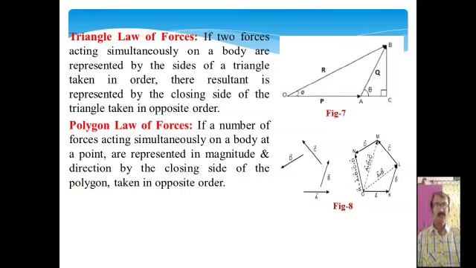Now the polygon law of forces. If a number of forces acting simultaneously on a body at a point are represented in magnitude and direction by the sides of a polygon taken in order, their resultant is represented by the closing side of the polygon taken in opposite order. In figure 8, these are the forces A, B, C and D, represented in vector notation in the same order, and the resultant of all these forces, represented by ON, is in the opposite order.